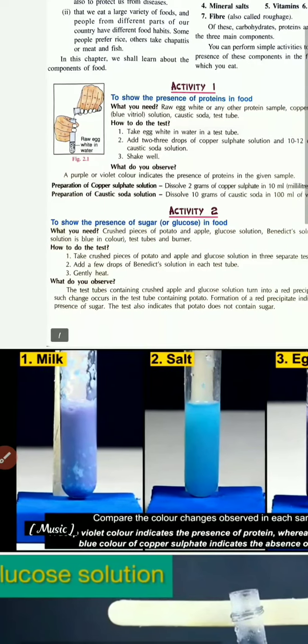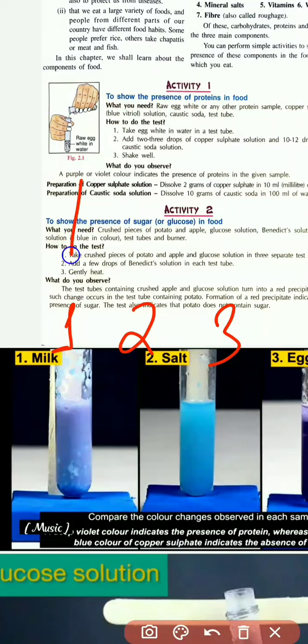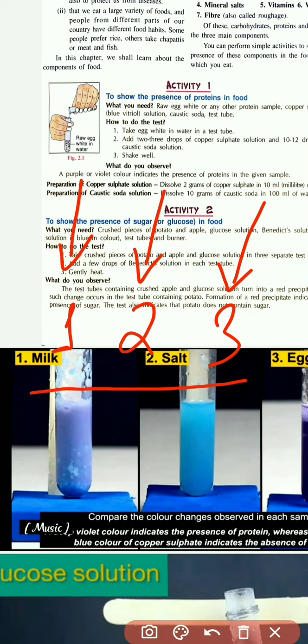So they have asked you to take 3 separate test tubes, one for potato, one for apple and one for glucose. Add a few drops of solution in each test tube and gently heat. So what you have to do, you have to take the crushed pieces and put it in the test tube. So test tube number 1, 2 and 3. For one, you put the pieces of potato, here the pieces of apple, and here the glucose solution. After that you will put the solution, and then you will gently heat the test tubes each separately.